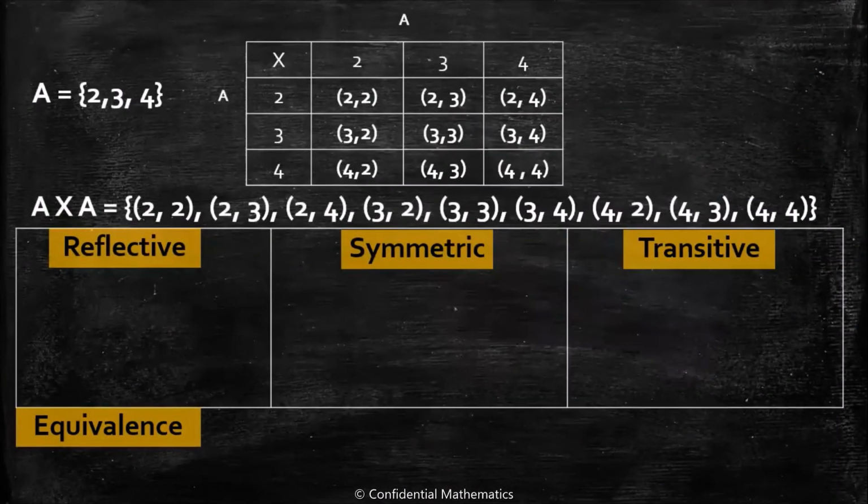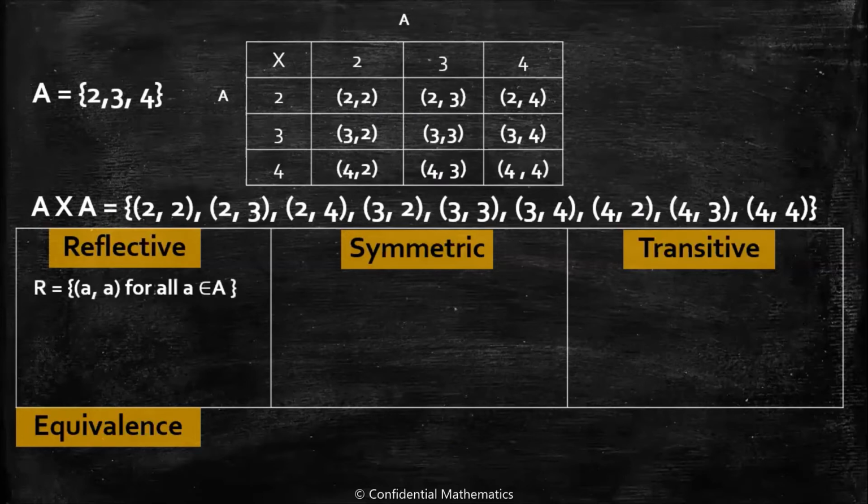Now there are 4 types of relations, which are reflexive, symmetric, transitive, and equivalence. In the reflexive relation, for all the elements in set A, that is the elements 2, 3, and 4, every element is related to itself. That type of relation is called reflexive.